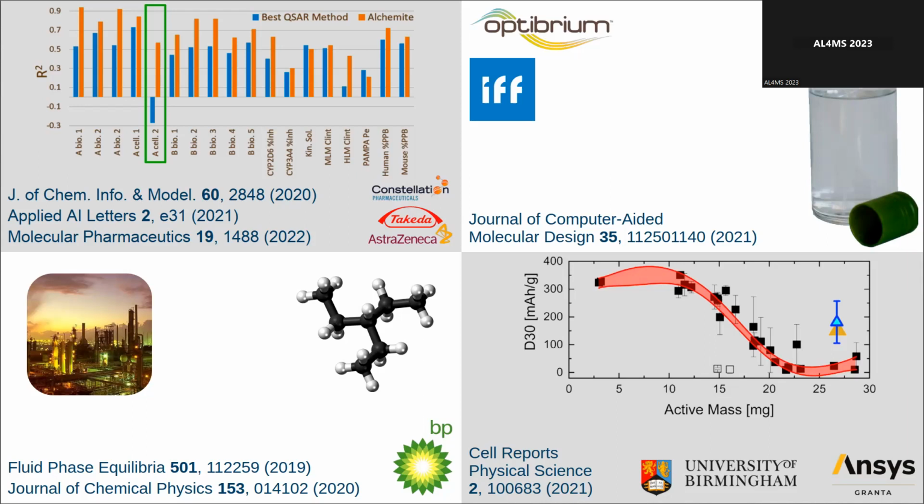We also work with BP to design new lubricants for electric vehicles, and in the bottom right, some more work with ANSYS, and in this case, the University of Birmingham on designing materials for batteries. And so we can see that this kind of machine learning is very generic in its approach, and we're very excited about the broad range of applications that we can take advantage of.